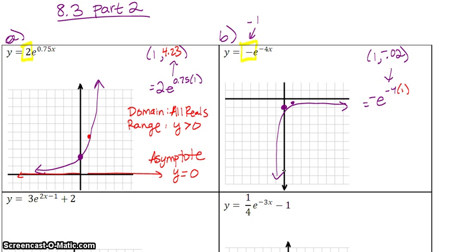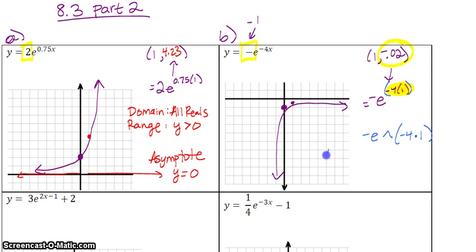Quick troubleshooting tip: if you keep getting the wrong number here for your second point, double check this, because according to order of operations, we have to multiply this together. We want that whole thing as part of the exponent. So in your calculator, that should be together. Of course, I hope you do not have to type in -4 times 1, but if you do, it should look like that. Let's do the domain, range, and asymptote for this one.